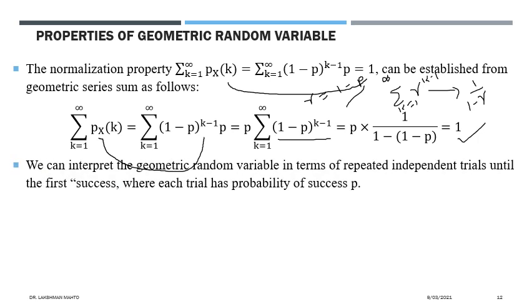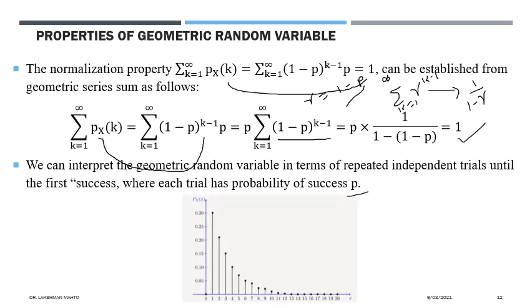So we can interpret the geometric random variable in terms of repeated independent trials until the first success, where each trial has probability of success p. Same thing I'm talking about. So if you try to see the graph of the probability mass function, it looks like this way. Along the horizontal axis we are taking the value of k, along the vertical axis we are taking the value of the corresponding probability mass function, that means the value of p_X(k). Okay, so this is the situation.